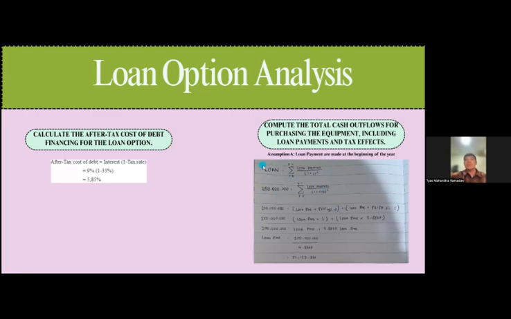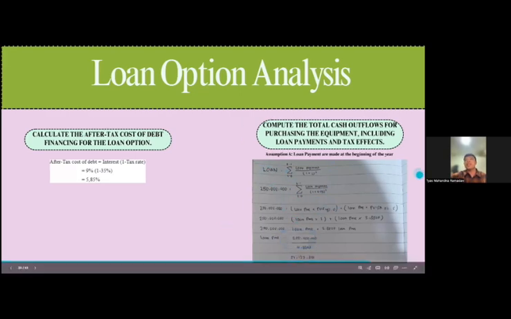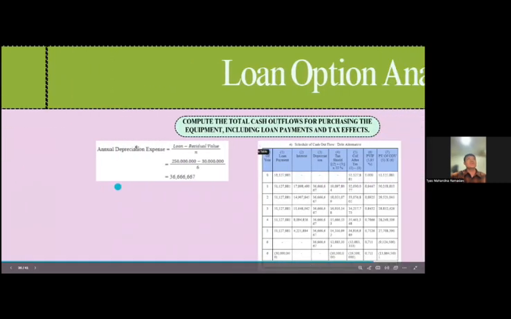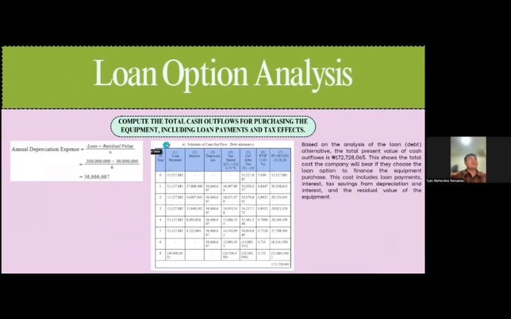So this is the formula to get the loan payment. So the result is 51 million. So next we go on with computing the total cash outflow. So first we find the annual depreciation expense for the depreciation in the table. So the depreciation is 36 million. So this is the table.